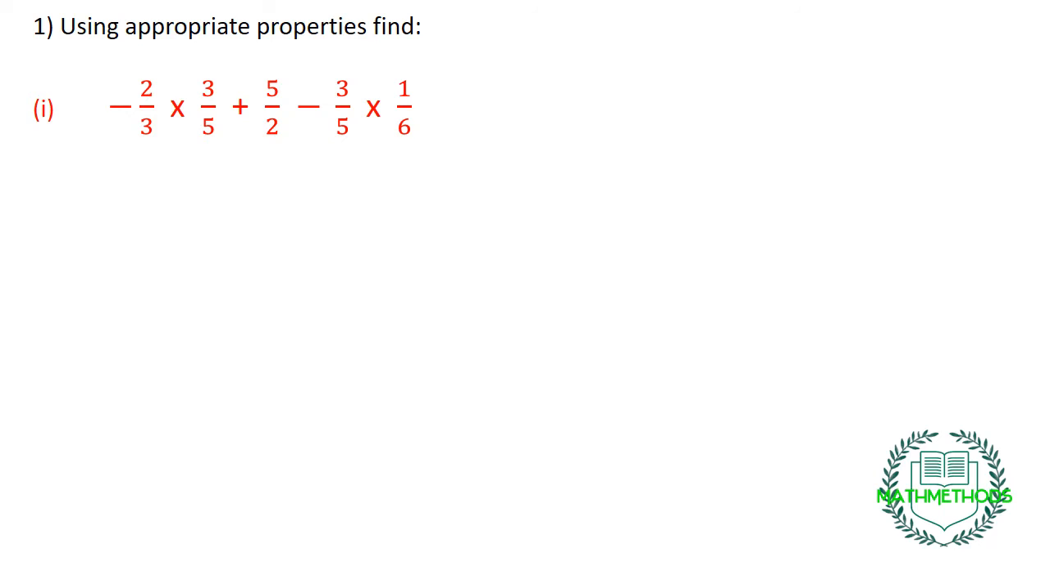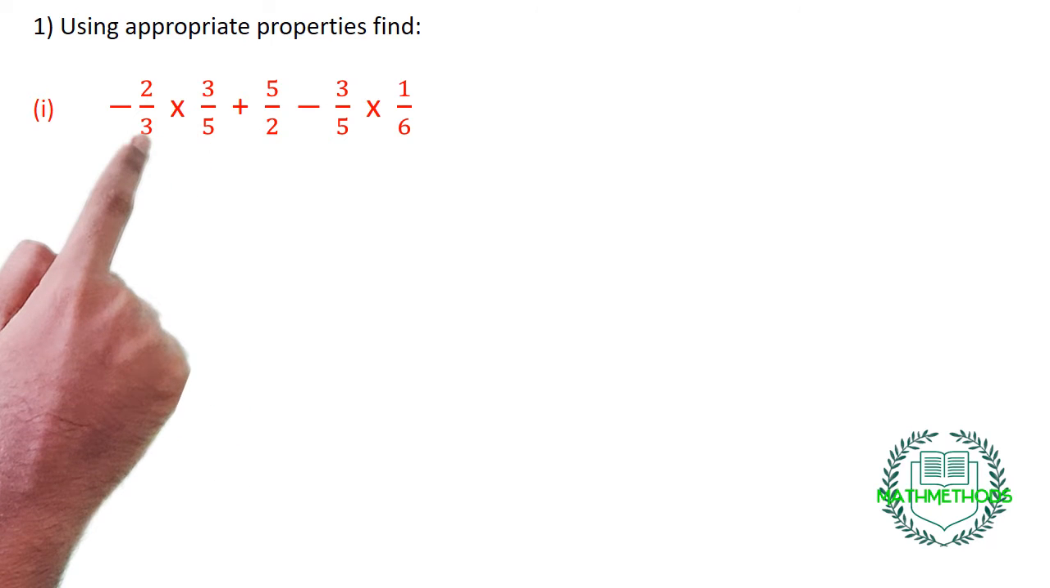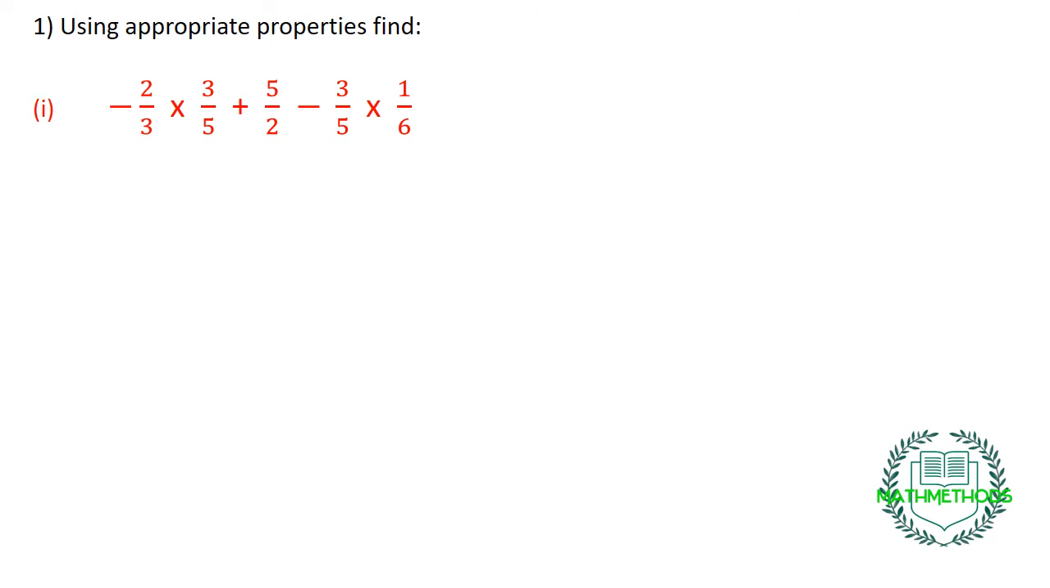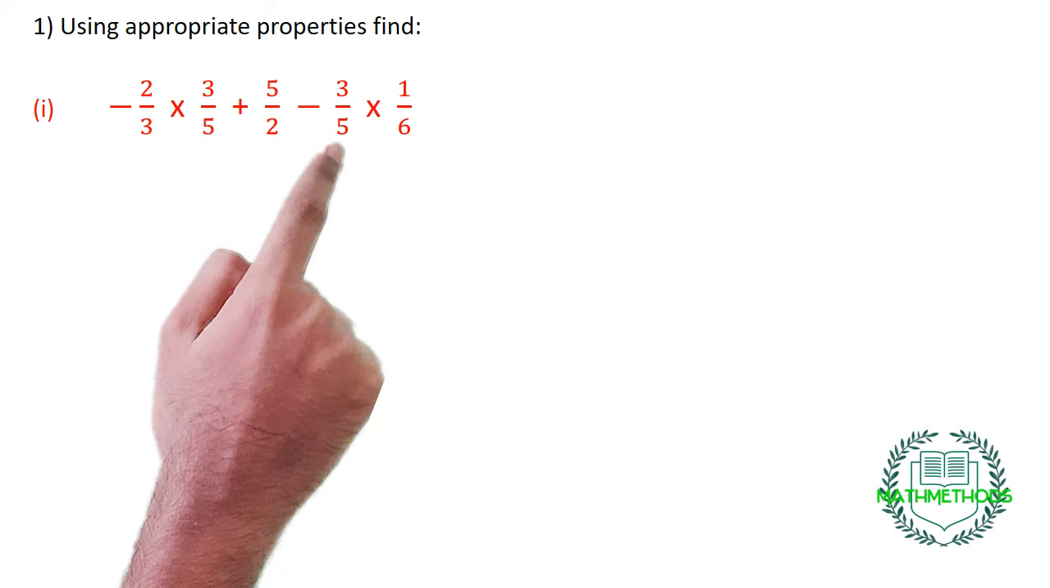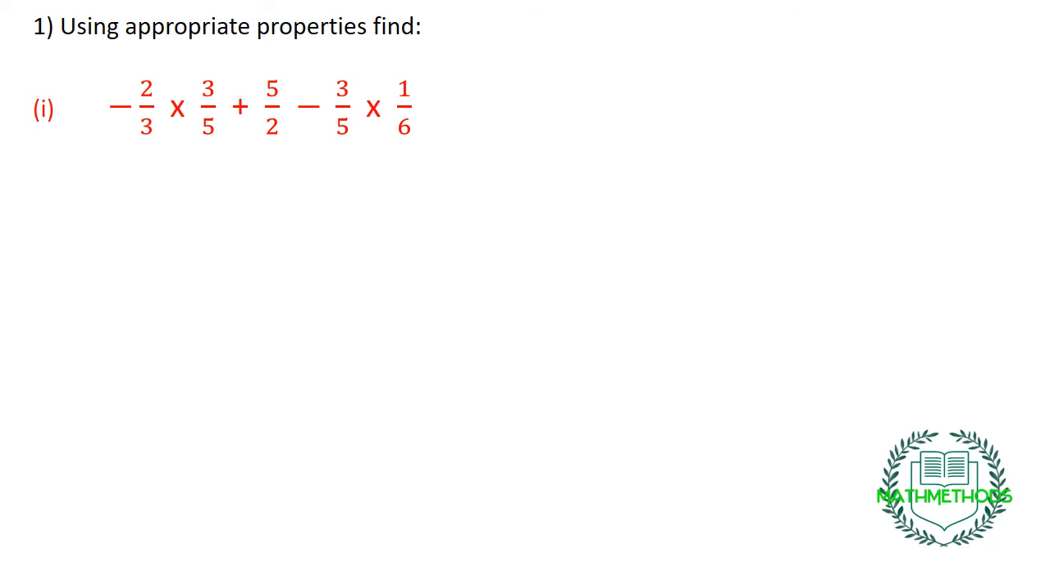Now coming back to our example, what we are told in the question is to use the appropriate properties. So we must first see which properties we can use in solving this example. You can see in this example we have 3 upon 5 multiplied by minus 2 upon 3, and again 3 upon 5 multiplied by 1 upon 6. So we can use distributivity property of multiplication over addition.